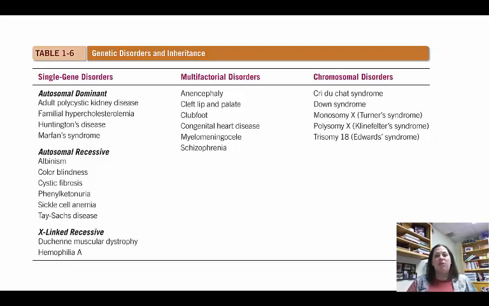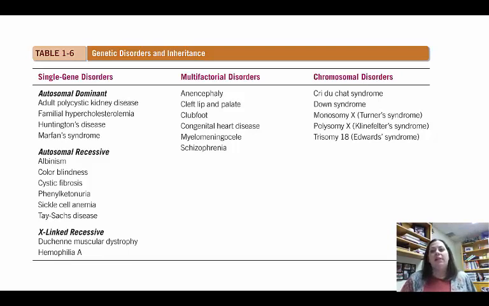We also then have the chromosomal disorders, which are going to be where a whole chromosome or at least a large piece of a chromosome is missing or extra. These are going to be things like Klinefelter syndrome, Down syndrome, monosomy X, which is known as Turner syndrome, polysomy X, which is Klinefelter syndrome, and trisomy 18, which is Edwards syndrome. Now guys, one thing to note is this is not a complete list of chromosomal disorders or multifactorial disorders or even single gene disorders. This is just to give you an idea.